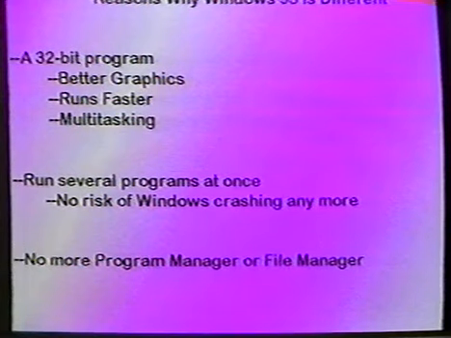There are several reasons why Windows 95 is different from other versions of Windows. One is that Windows 95 uses a 32-bit program, which means that it has better graphics, runs faster, and is multitasking. This means that you can run several programs at once without worrying about your system crashing.